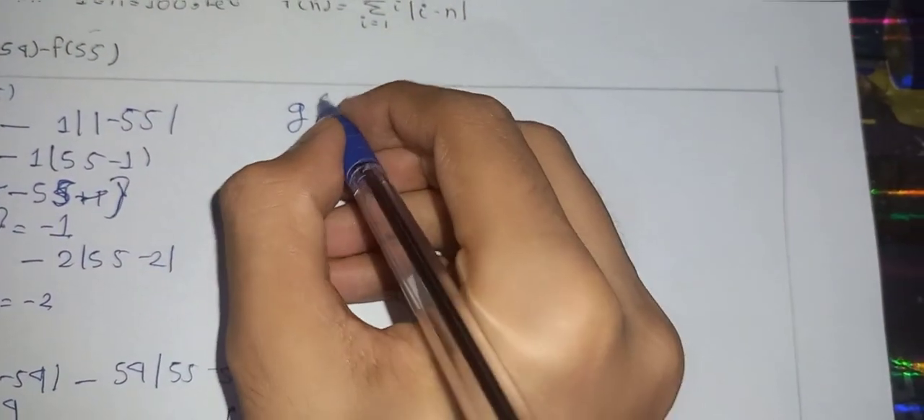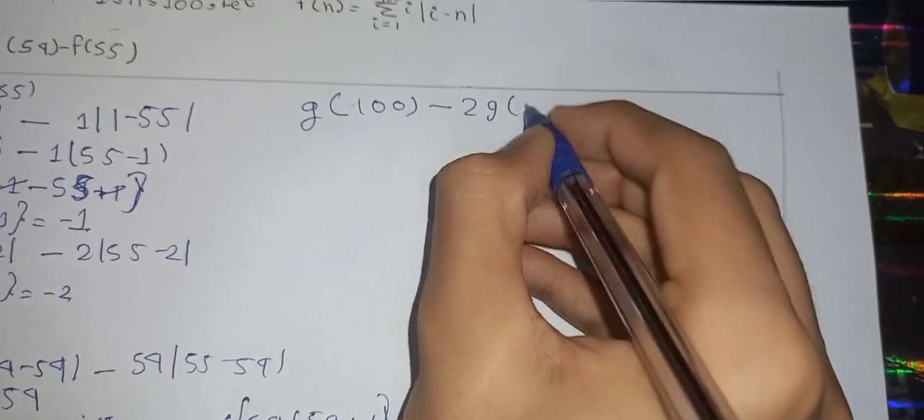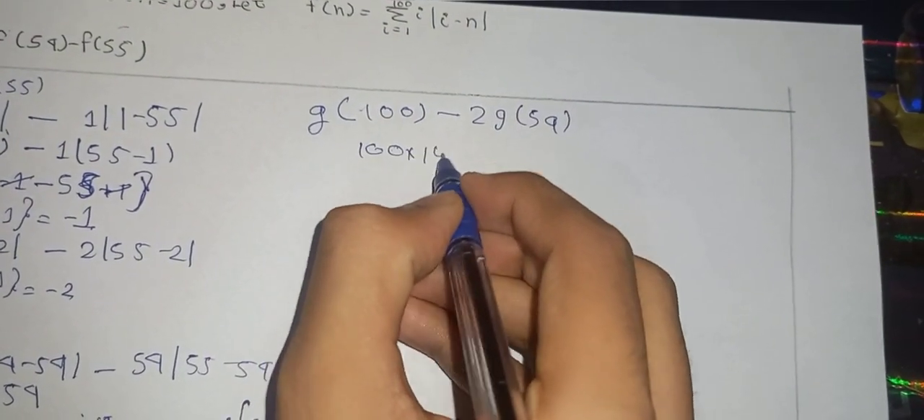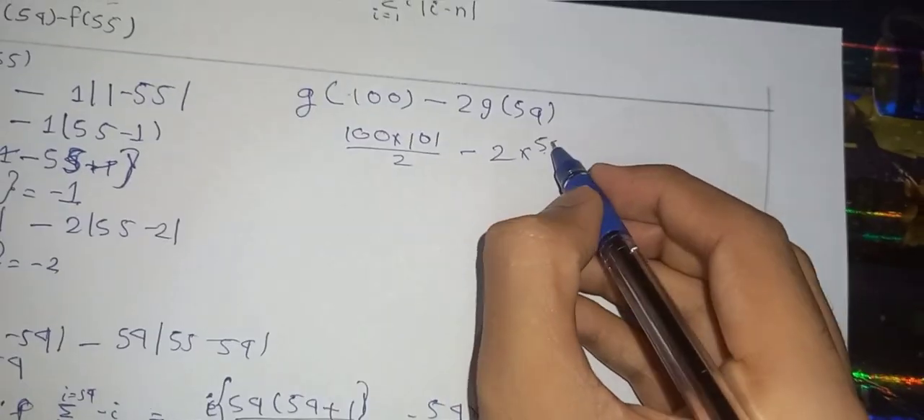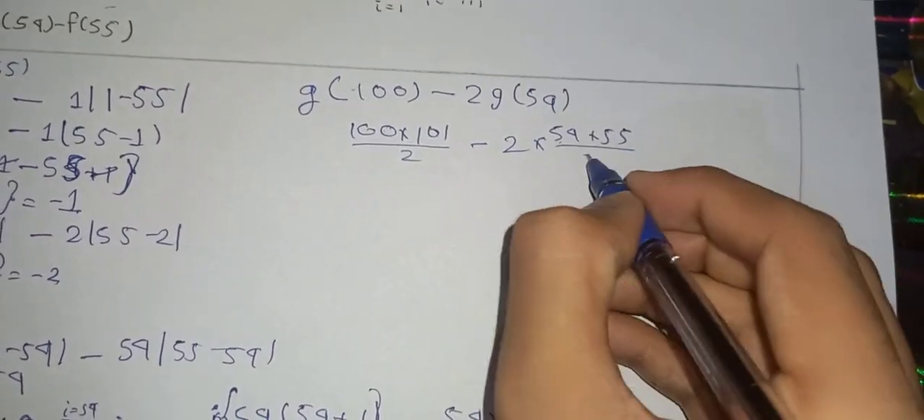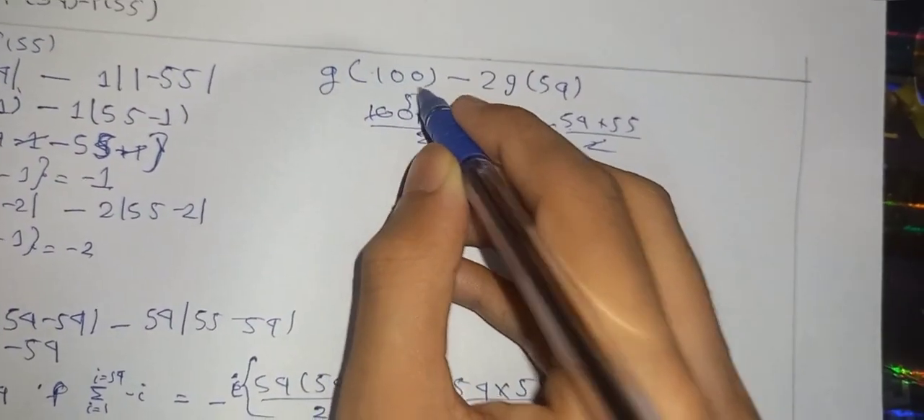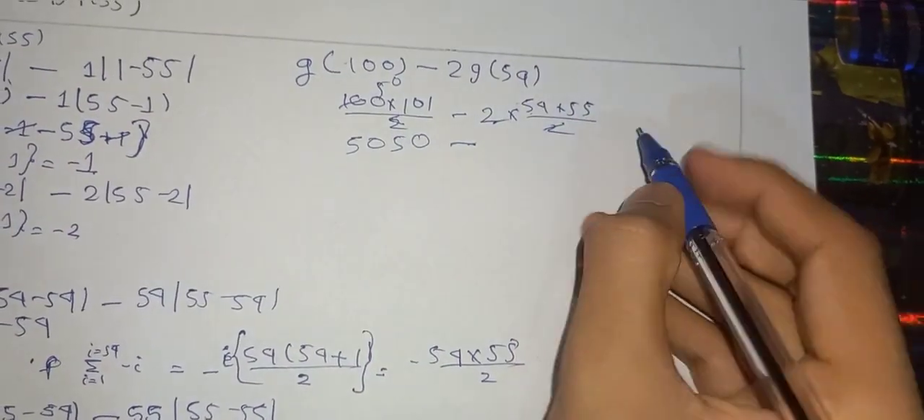Alright. Now, in the previous part you saw that the above expression, that is f(54) − f(55), is coming G(100) minus 2 of G(54). Now you see G(100) is easy, 100 times 101 by 2, minus 2 of G(54) is 54 times 55 by 2, and there is a 2, so 2 and 2 will get cancelled out. Here we have 5050, minus, now this is 54 times 55.